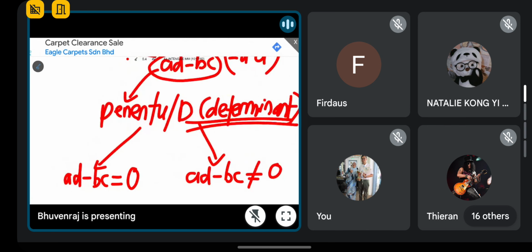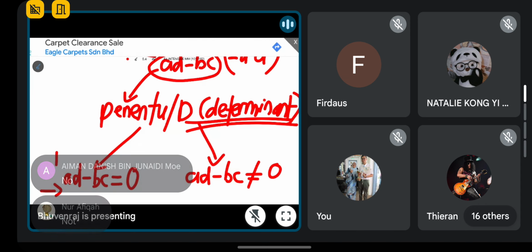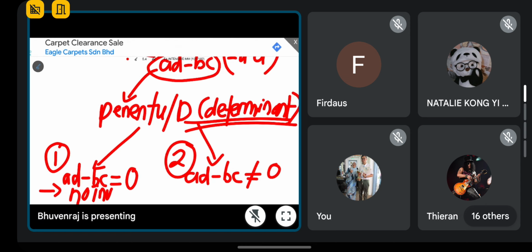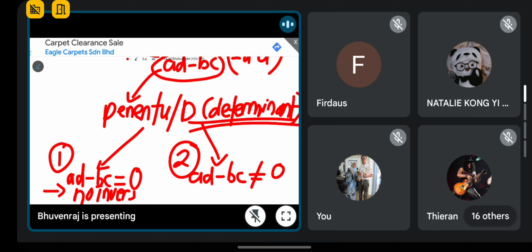So first one, can I ask you, if AD minus BC equals 0, is there going to be inverse matrix or not? Adakah akan ada matrix songsang tak kat sini untuk keadaan yang pertama ni? Yes or no? Not. Very good. Okay, so if you guys struggle to remember, I can tell you an easy concept. Wait first, I write first. No inverse.